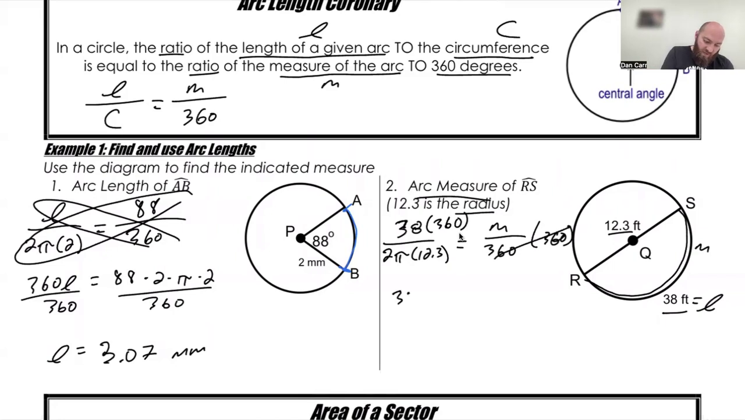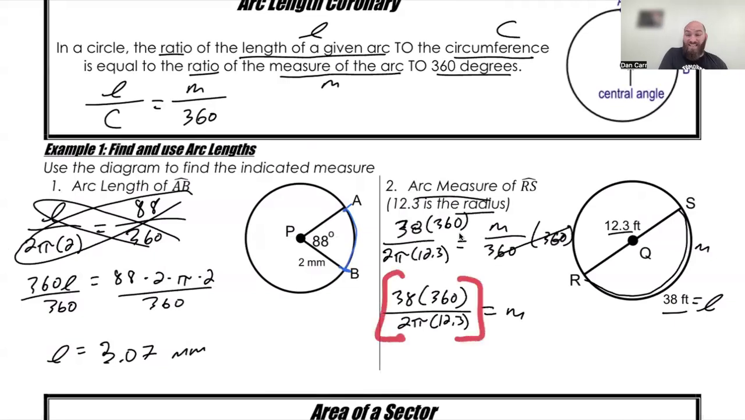So what I'm going to have is 38 times 360 divided by 2 times pi times 12.3. The biggest thing here is making sure you put this in your calculator properly. I highly suggest that you create the fractions just like this. Okay, so don't mess with the division symbol, just always put it as a fraction. It's much easier to keep track of that way. So when I do that, I get 177.01 degrees for my measure.